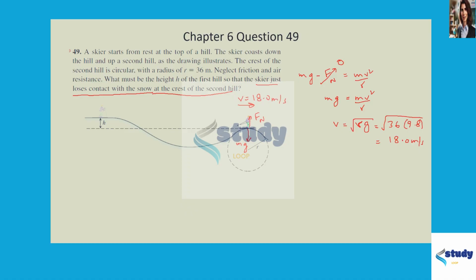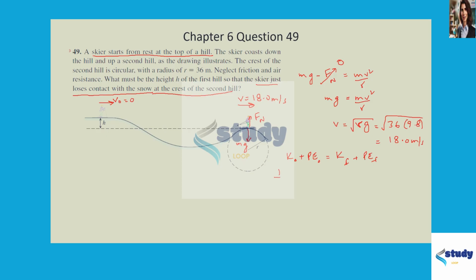So what we do know is that at this point the speed is equal to 18.0 meters per second. And now we can go back to the top of the first hill, and we are told that the initial velocity there is 0, because it says that the skier starts from rest at the top of a hill. Now we can apply the law of conservation of energy, which says K initial plus PE initial is equal to K final plus PE final. So the sum of initial kinetic and potential energy equals the sum of final kinetic and potential energy.